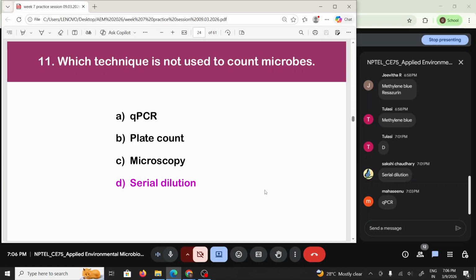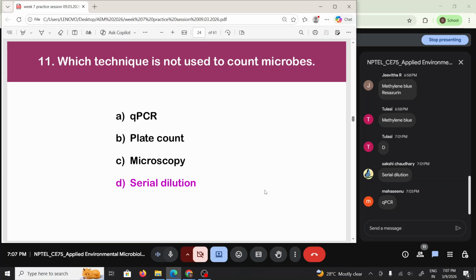But after serial dilution process, you should work with plate count or agar plating method, and then only you can find the number of microbes. Whereas in microscopy, yeah, you can use a hemocytometer or other chambers where you can directly count the number of cells that are present in the sample. And plate count, we again discussed it with serial dilution itself. We have a Petri plate, we inoculate it, and then find the number of cells.